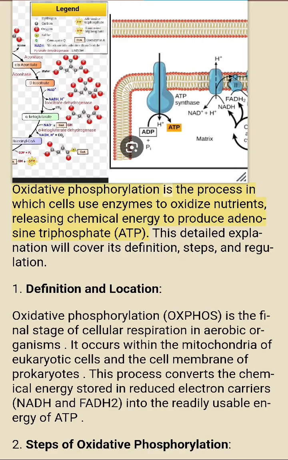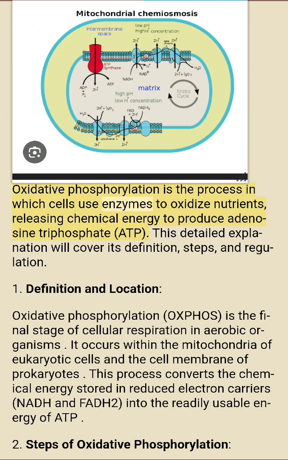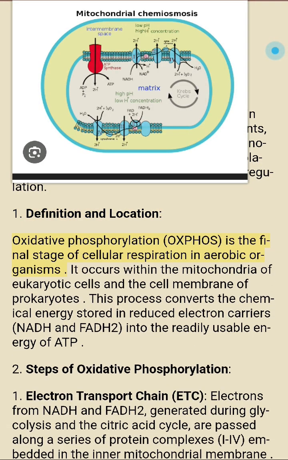Oxidative phosphorylation is the process in which cells use enzymes to oxidize nutrients, releasing chemical energy to produce adenosine triphosphate (ATP). This detailed explanation will cover its definition, steps, and regulation. 1. Definition and location. Oxidative phosphorylation (OXPHOS) is the final stage of cellular respiration in aerobic organisms. It occurs within the mitochondria of eukaryotic cells and the cell membrane of prokaryotes.